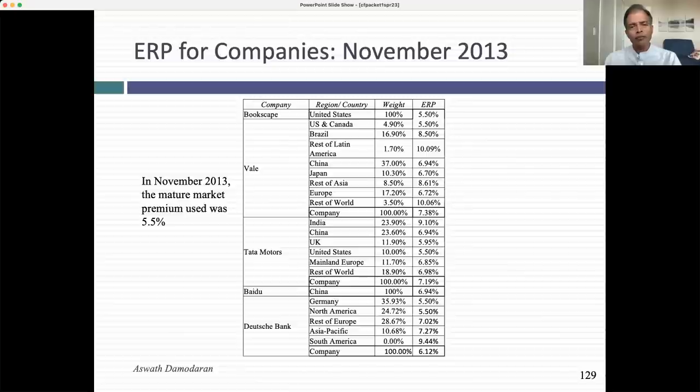I want to pause and give people a chance to push back. First, on the notion that equity risk should reflect where you do business. And second, on the use of revenues for weighting. Can you think of an example where using revenue weights might give you a misleading sense of country risk exposure?